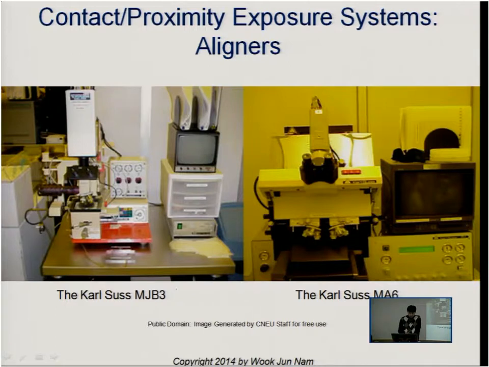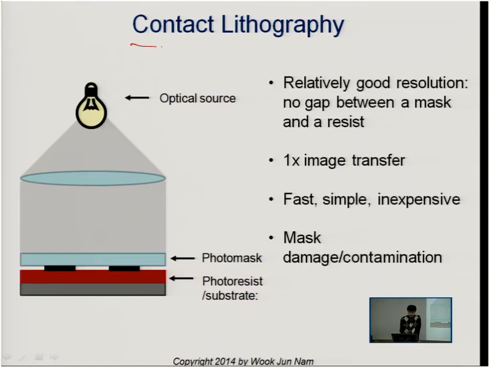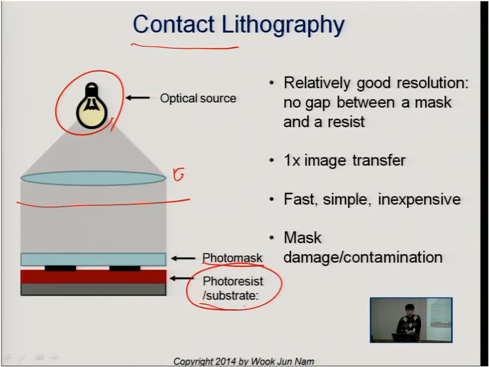This is an example picture of a contact and proximity exposure system. The contact lithography system has a light source, some optical systems, and a shutter, so you can control the exposure. And as I said, the photo mask directly contacts the photoresist coated substrate. For contact lithography, people use a photo mask of the same size as the substrate, so one exposure will cover an entire wafer. In a sense, it is fast, simple, and inexpensive.